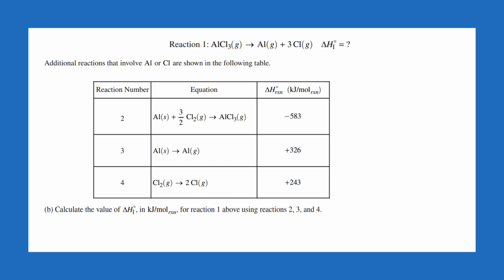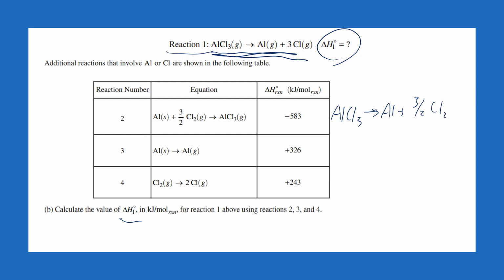Now for B, they give us these additional reactions. So we have reaction 1 from the first part, and then we have reactions 2, 3, and 4. And they want us to calculate the value for reaction 1 using these above reactions. So effectively, this is Hess's Law. We're looking for a combination of these reactions that will add up to this overall goal reaction. So what I need to do is flip reaction 2 around, so I get the aluminum chloride on the correct side. And that will change this value to a positive value.